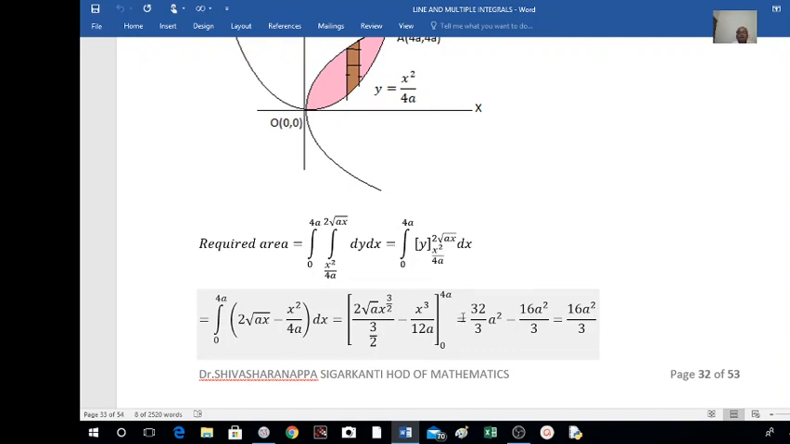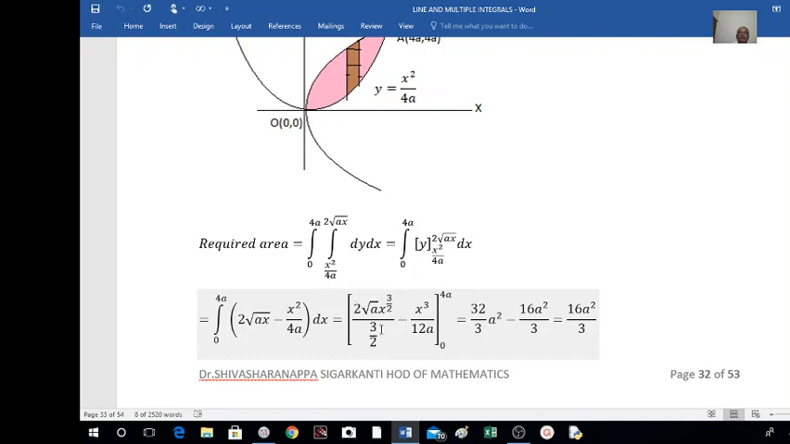This is equal to, substituting the limits here, if you put the lower limit everything becomes 0. Only we have to substitute the upper limit here. Wherever x is there, put 4a. If I put 4a here, 4 to the power of 3 by 2 into a to the power of 3 by 2. What is 4 to the power of 3 by 2? That is 4 to the power of 1 by 2 whole cube. 4 to the power of 1 by 2 equal to 2. 2 cube means this becomes 8. 8 into 2, 8 into 2 is 16. And this 2 goes in the numerator. 16 into 2 is 32.